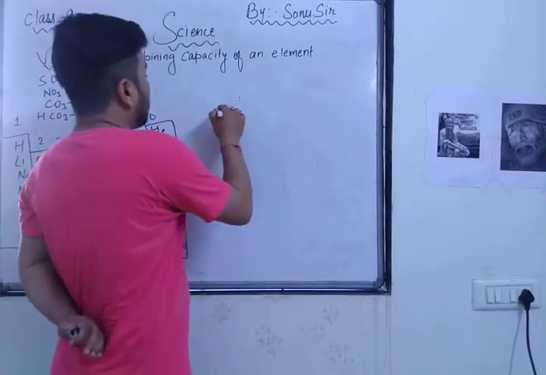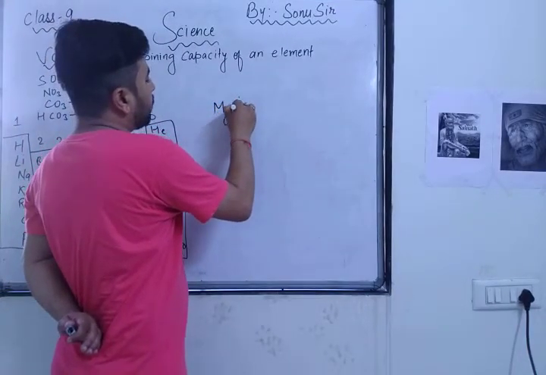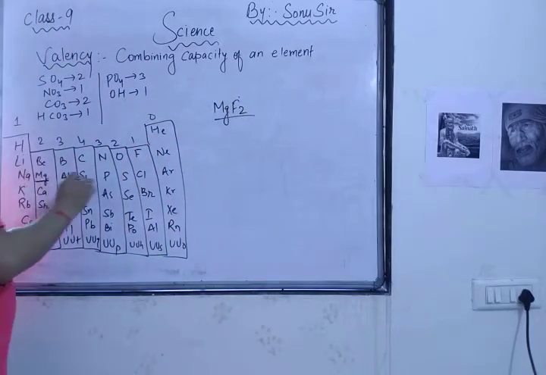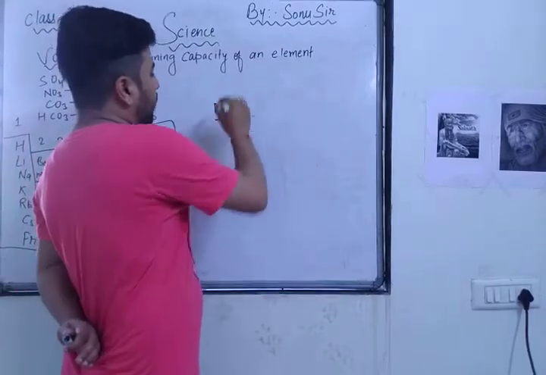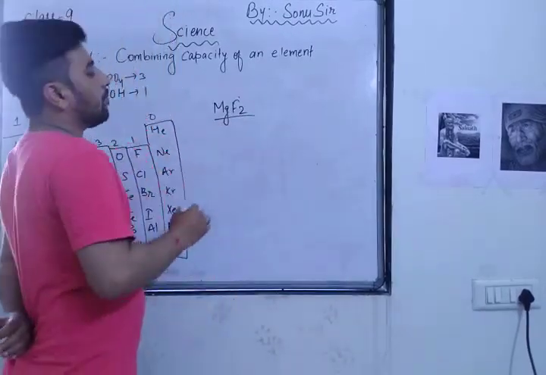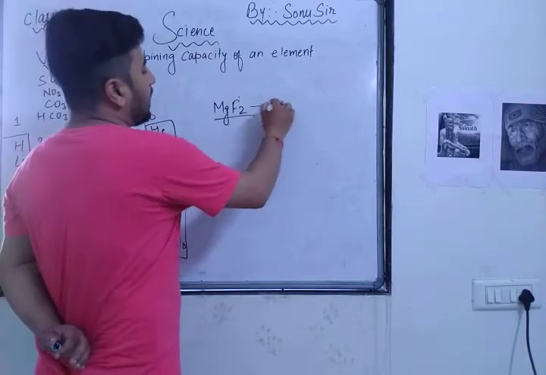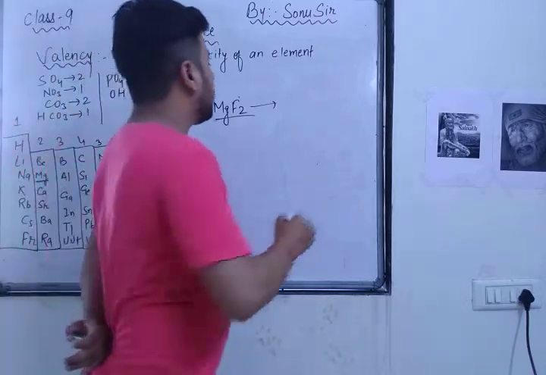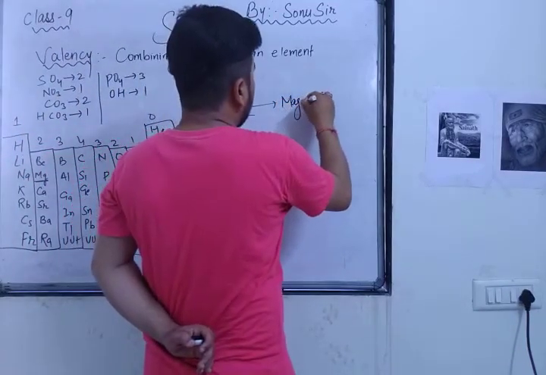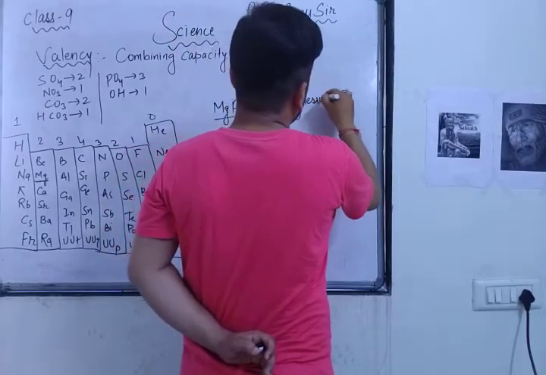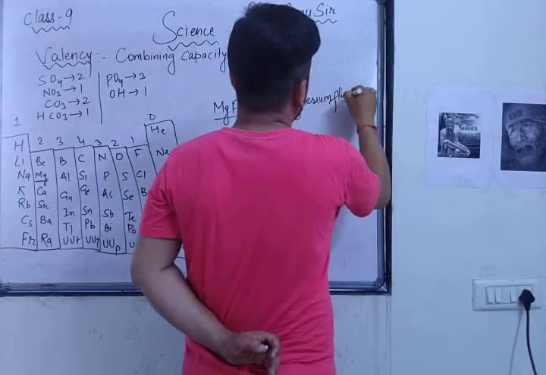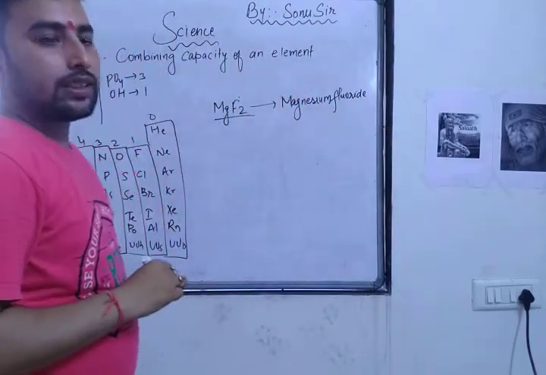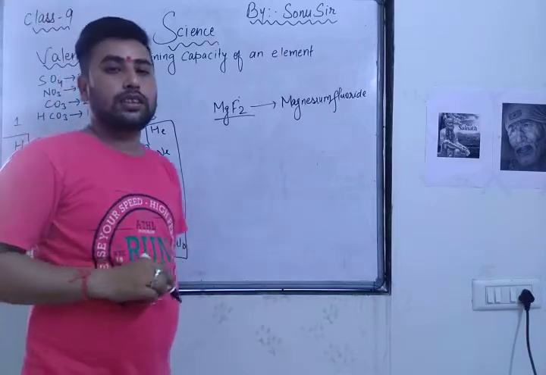Just suppose I tell you MgF2. Mg is magnesium, and this is fluorine. Since magnesium valency is 2 and fluorine valency is 1, the compound is MgF2. So what will you write as the name of this compound? Magnesium fluoride. You can see here. Got it? Are you understanding or not?